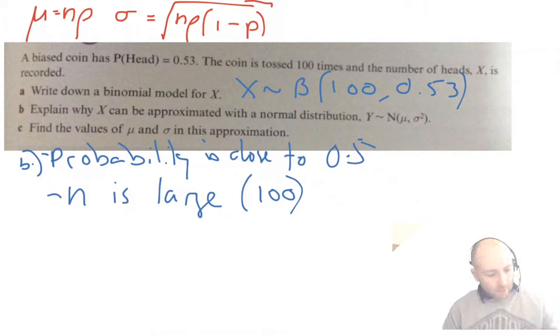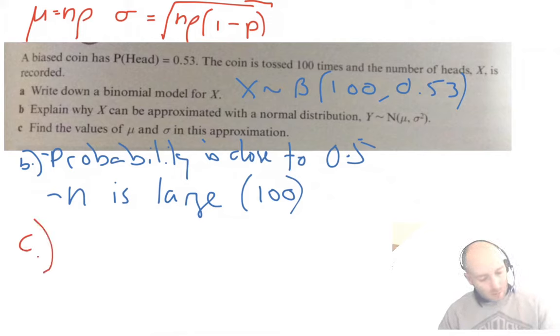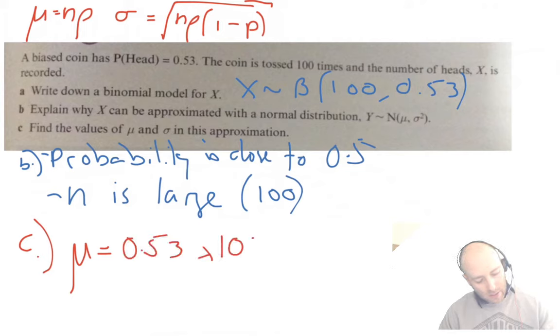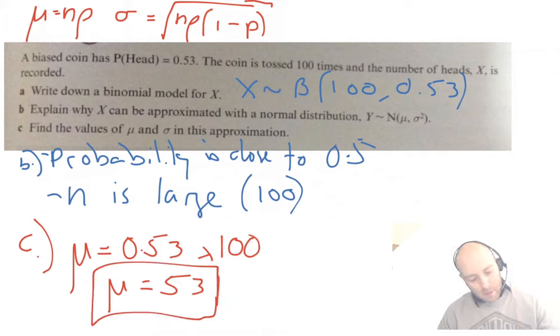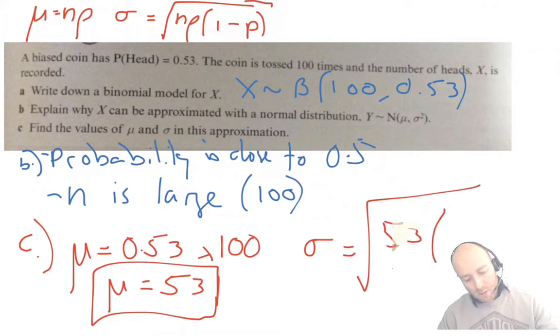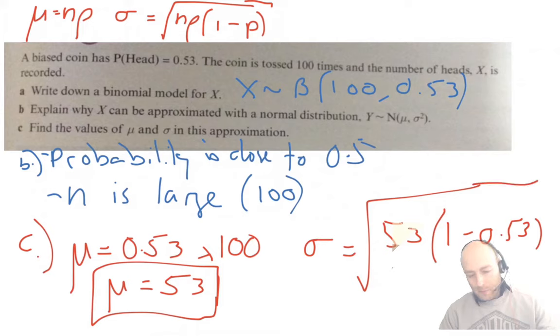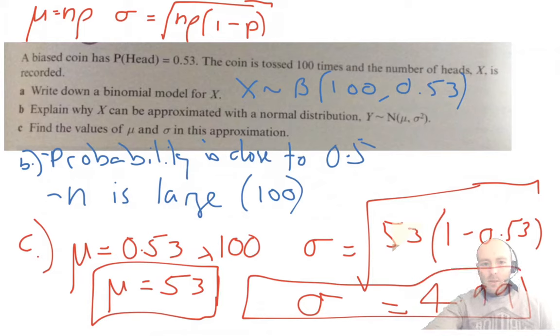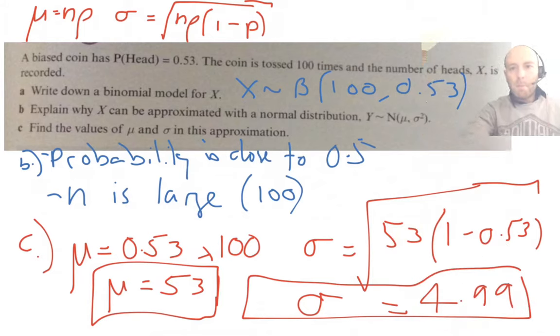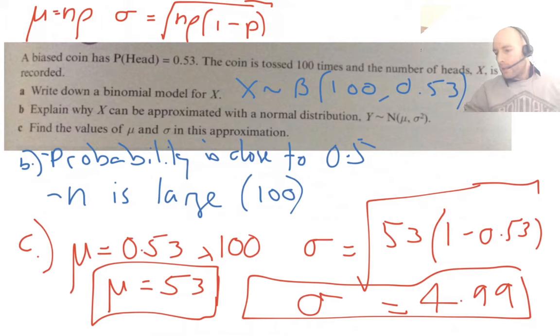Cool. All right. Part C then. Find mu and find sigma. So mu is just going to be n times p. So mu equals 0.53 times 100, which you can do in your head and get mu is 53. Sigma is going to be the square root of 53 times 1 minus 0.53. And if you work that out, we get sigma is 4.99. Cool. So pretty straightforward. It's what we do with that that gets slightly more complicated.